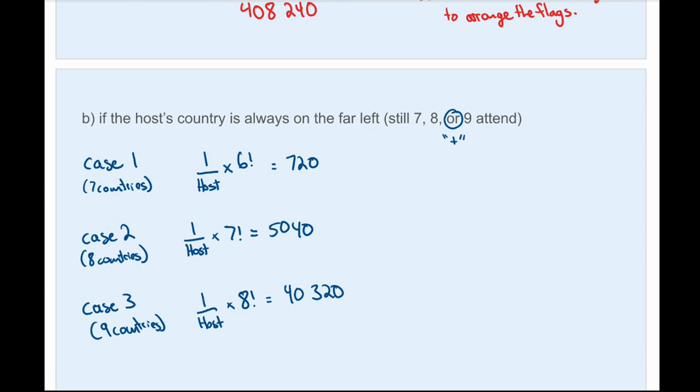So these are the number of ways that I can have the flags arranged in each case. Because I'm looking at "or," so it's case 1 or case 2 or case 3, in this case now I'm going to add up my 3 different scenarios. 46,080 ways to arrange the flags if the host country is always on the far left and still dealing with the 7, 8, or 9 countries attending.